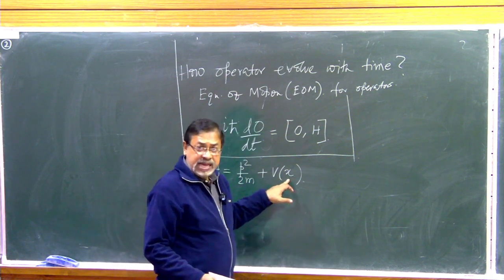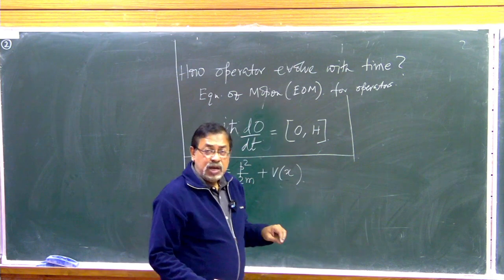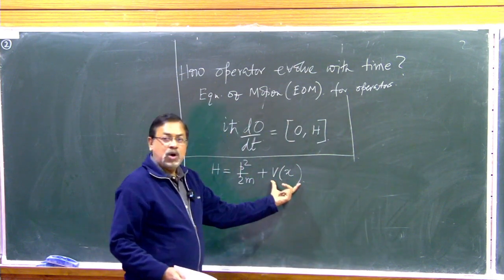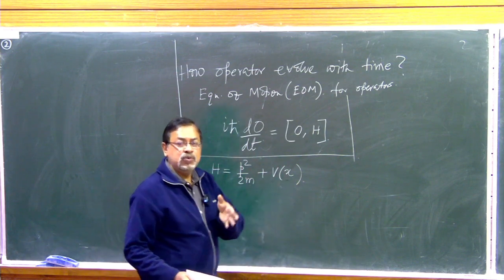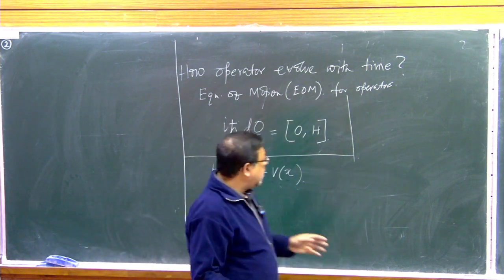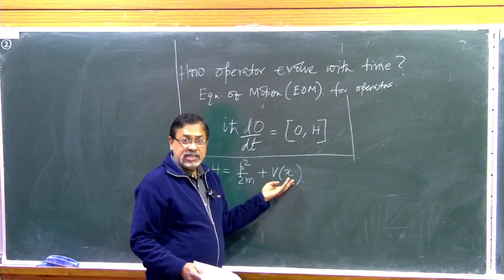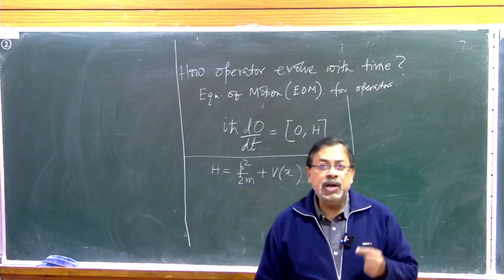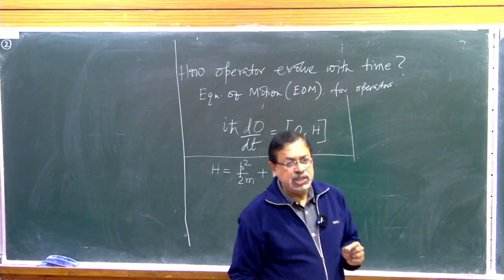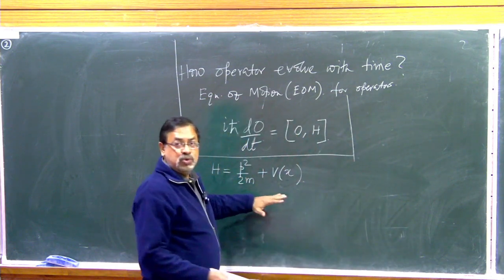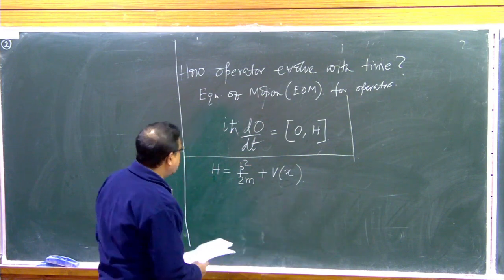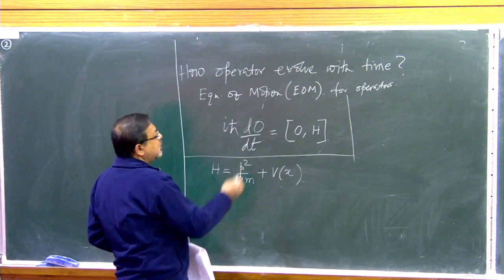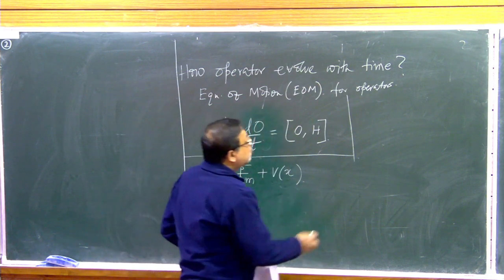V of x is the potential. We have taken it to be a constant for solving the Schrodinger equation because we wanted to stick to simpler situations, but in principle it can be a function of x. It could also be a function of time, but those are more complicated situations and we do not wish to address them.